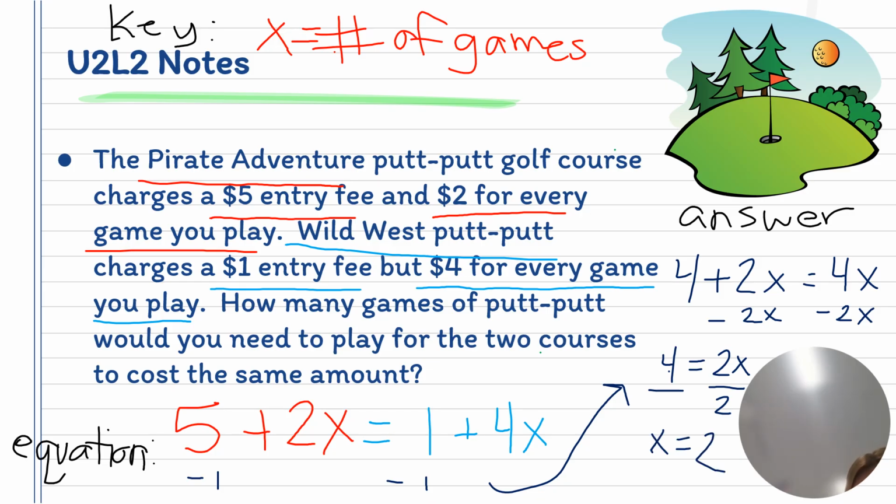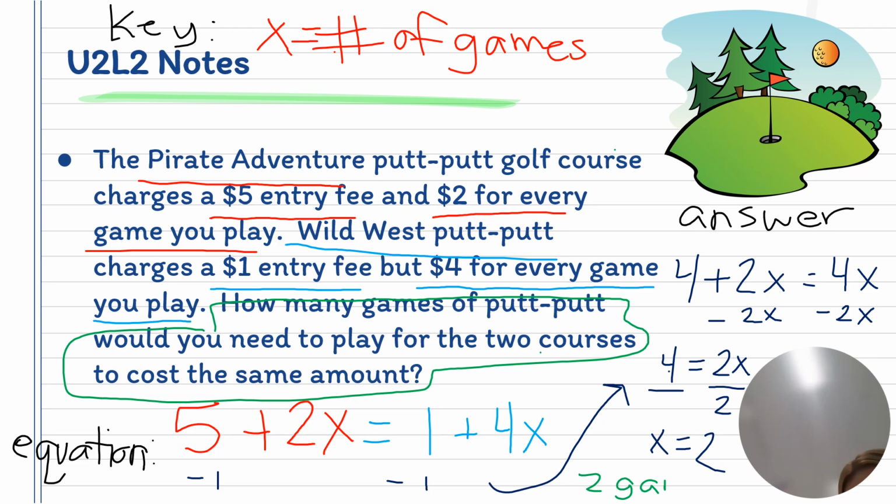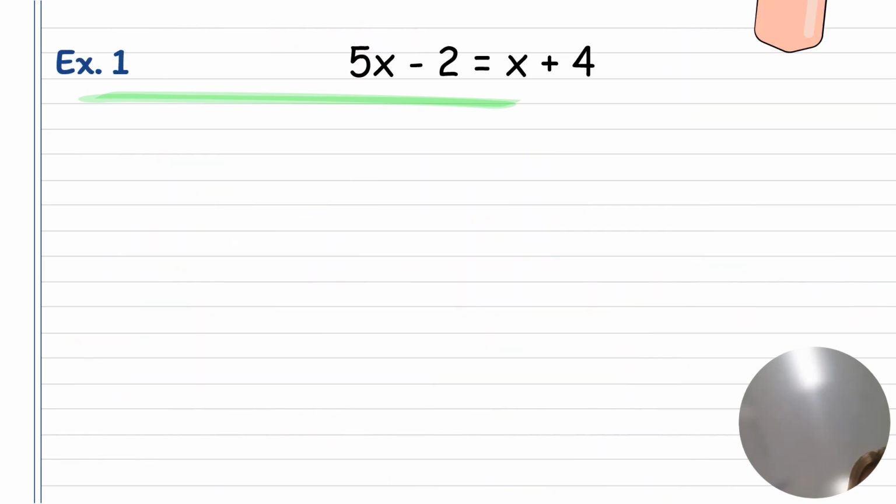So I have x equals 2, but what does that mean in terms of my question? Remember, it wants how many games of putt-putt would you need for them to cost the same? So we would need to play 2 games. Okay? All right, let's keep solving.